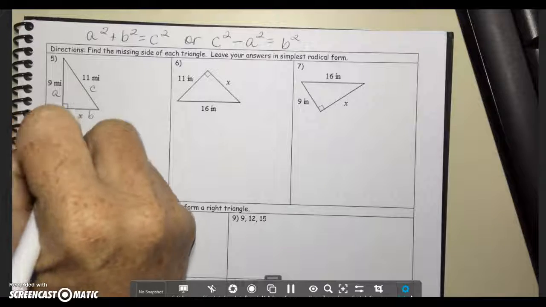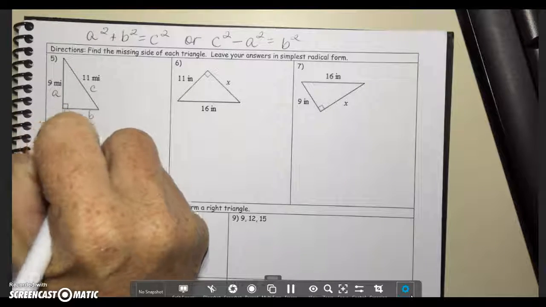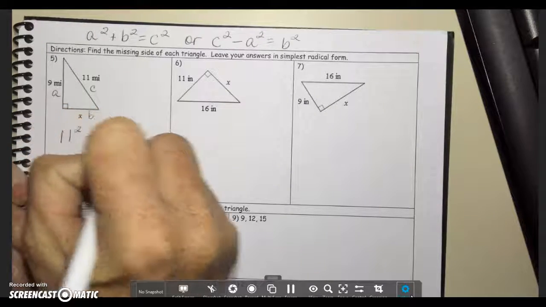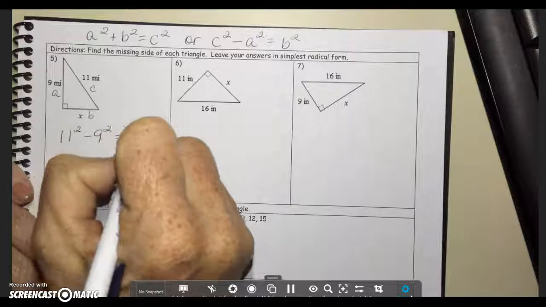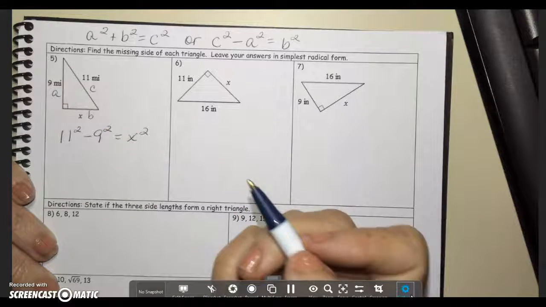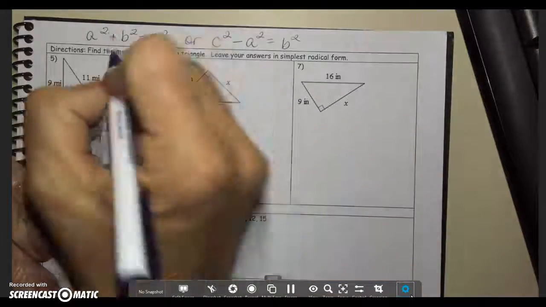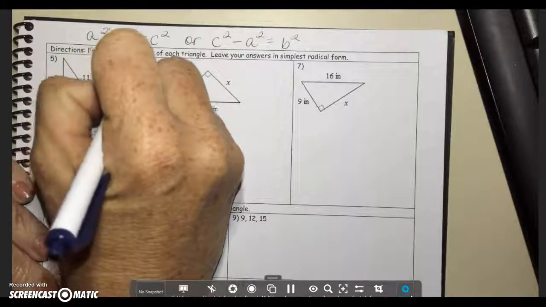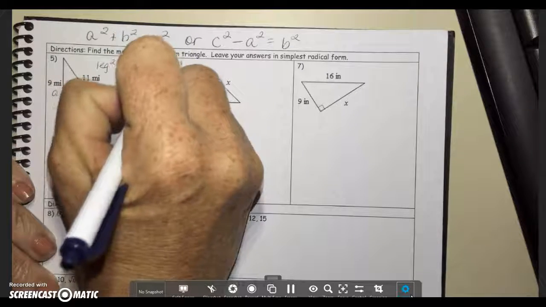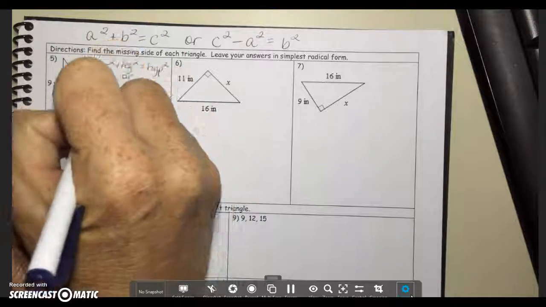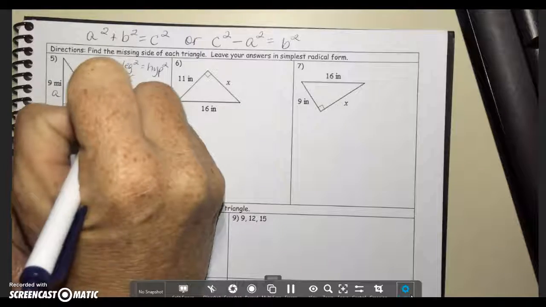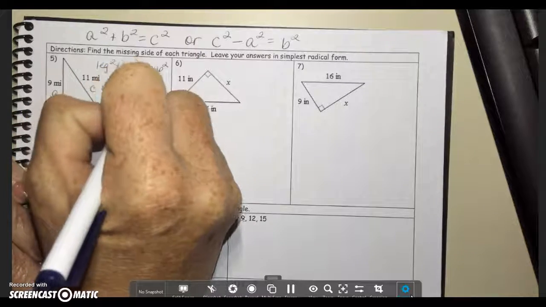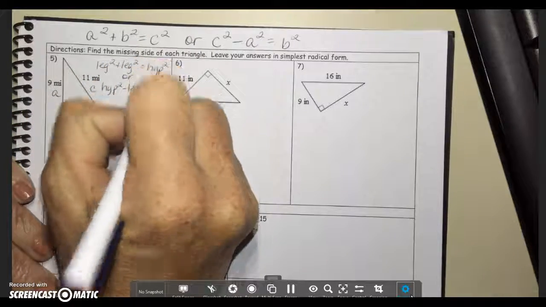So you could do 11 squared, which is my C, minus 9 squared equals x squared. So you either have a leg squared plus a leg squared equals the hypotenuse squared, or hypotenuse squared minus one of the legs gives you the other leg.